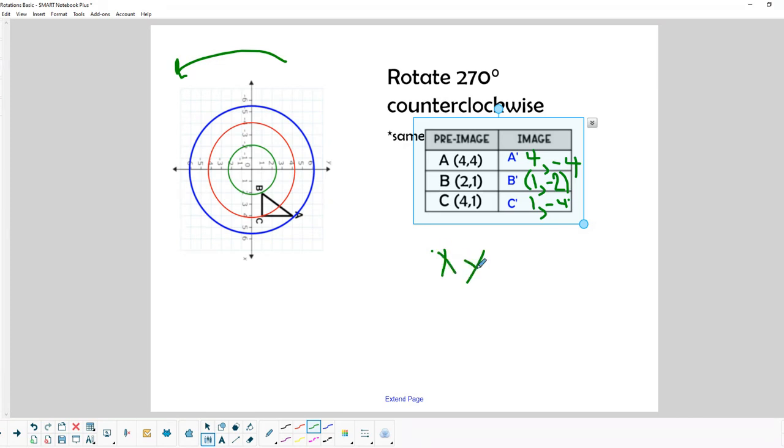X and Y are transformed by this such that you now have all of the Y values moved to the front. See the 4 and the 1 and the 1. And all of the X values are moved to the back and become their opposites as well. So that's the rule for a 270-degree counterclockwise rotation.